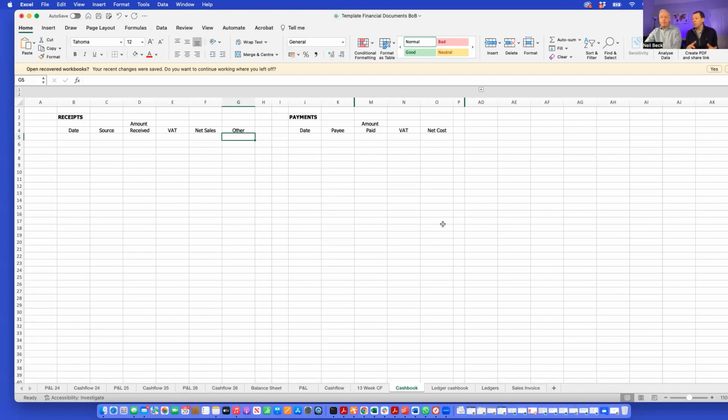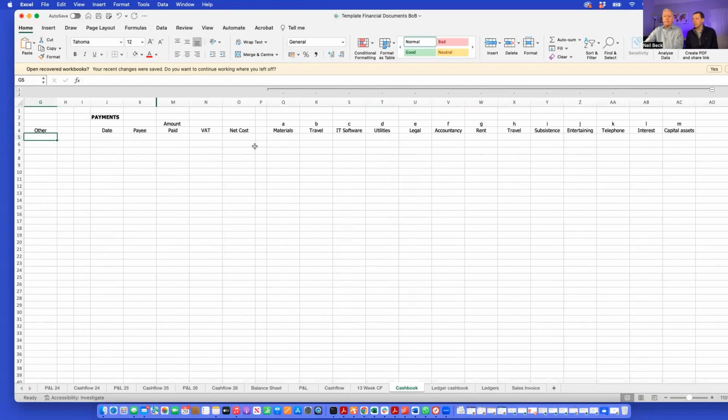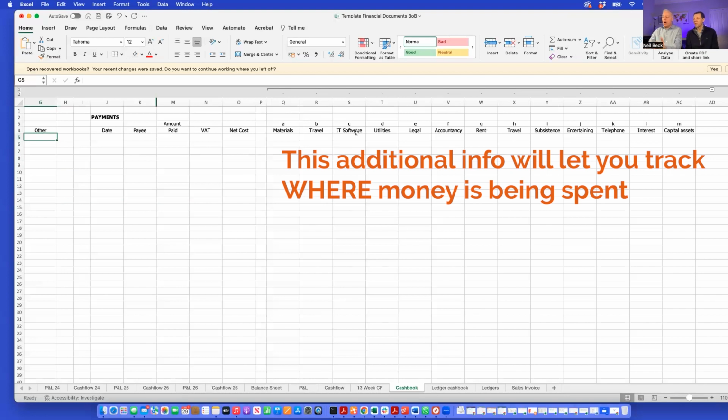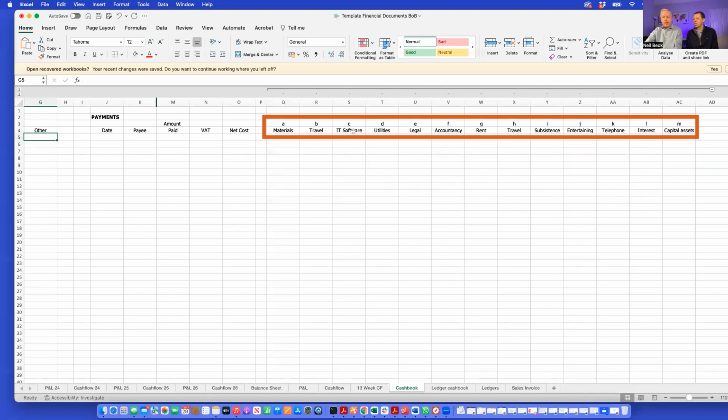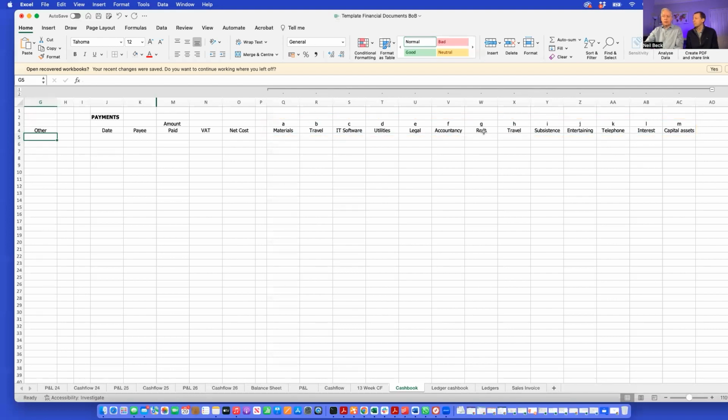So if we fill some in now, we can then come to the more granular stuff that we probably recommend. Well, what I would say is what I've done here, if I could just expand that. On the payment side, you would usually want to have some idea of where the money is being spent. So I've put some examples in here: we're buying materials, we paid for some travel, IT software, utilities, legal bills, accountants or bookkeepers, renting space, or, I've got travel in there twice.